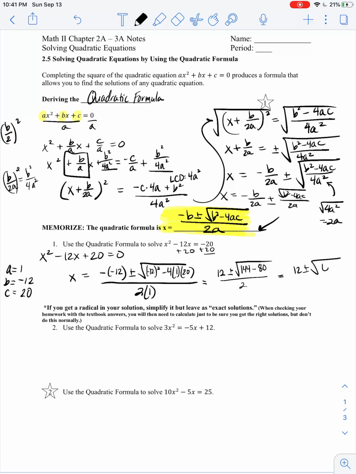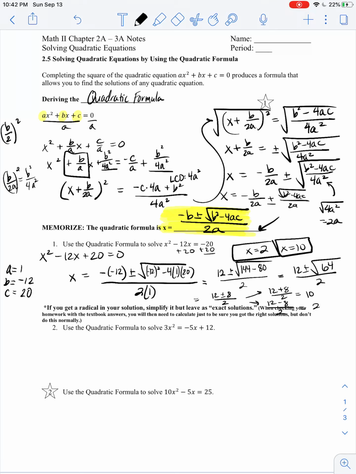So 12 plus or minus the square root of, that's 64, so that works out nicely, all over 2. So we get 12 plus or minus square root of 64 is 8, over 2. And then we have two separate answers here. So this is 12 plus 8 over 2, which is 20 over 2, that's 10. And 12 minus 8 over 2, which is 4 over 2, that's 2. So our solutions are x equals 2 and x equals 10.